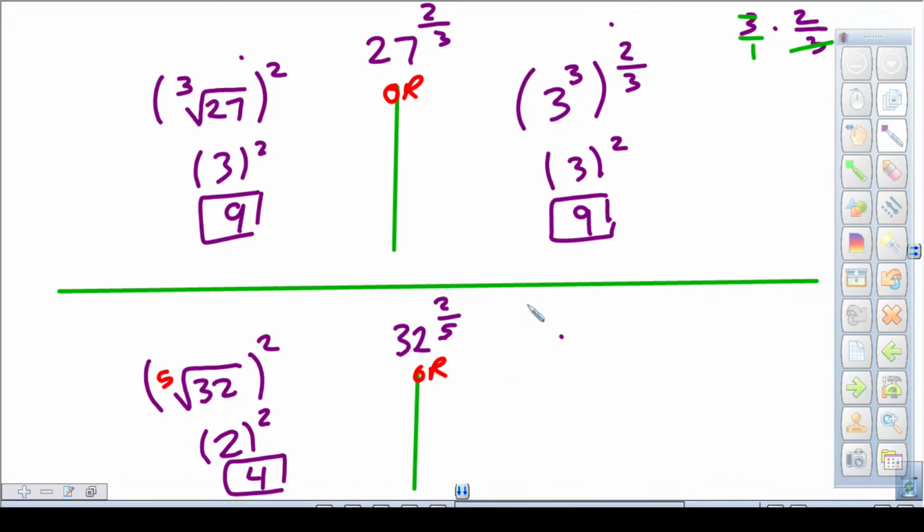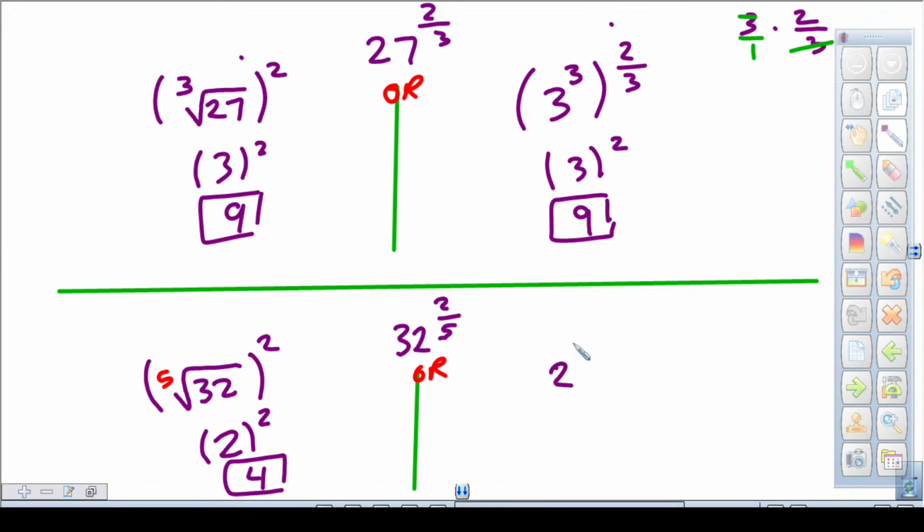What's the base of 32? Could it be 5? 5 is way too big, right? If I put 5 as the base, 5 to the first is 5, 5 to the second is 25, 5 to the third is 125. That's too big. 5 is too big. 2, thank you, Lindsay.